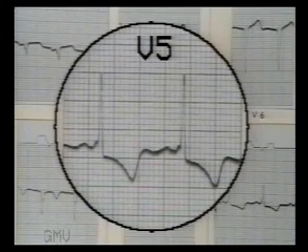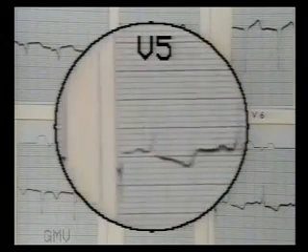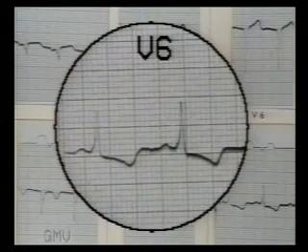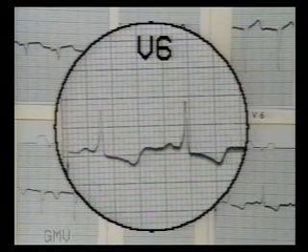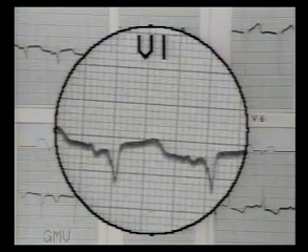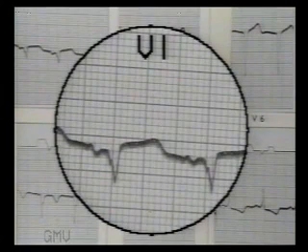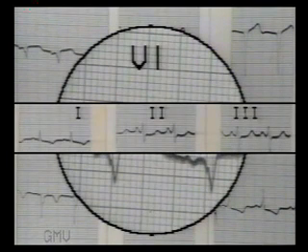This is another ECG of WPW syndrome. Note the delta wave and inverted T wave in lead V5. Again, slur on the upstroke of R wave in lead V6. And in lead V1 there is negative QRS complex with slur on the downstroke of S wave. Now note the limb leads. Positive QRS in lead 1 and negative QRS in lead 3. That is, there is left axis deviation.